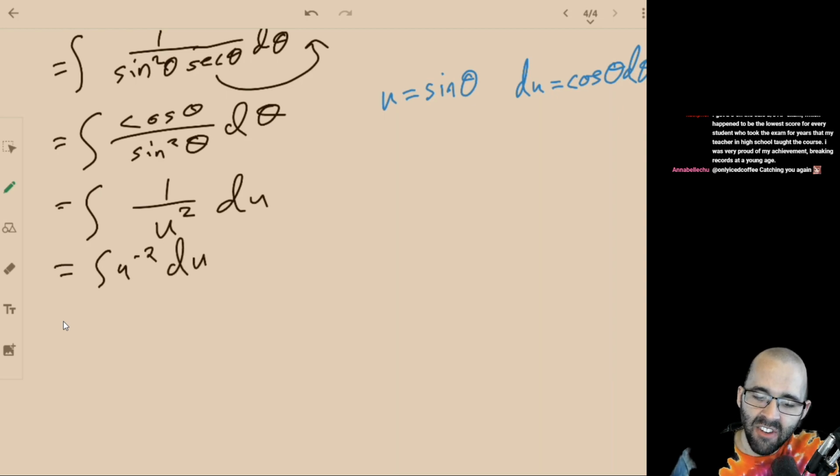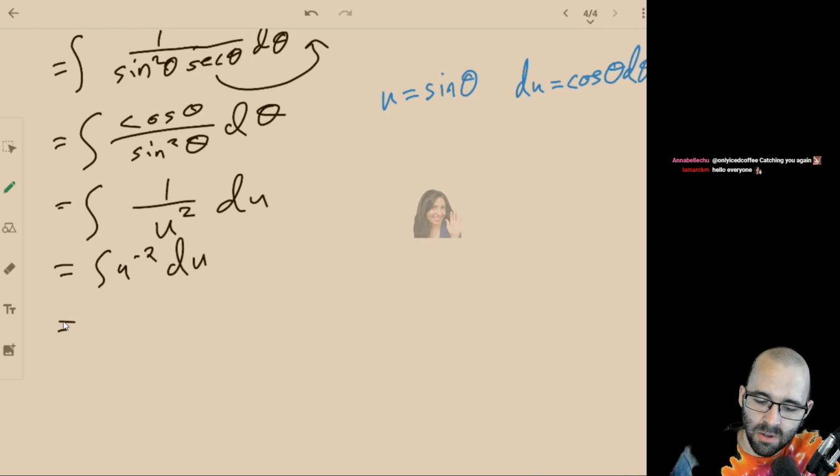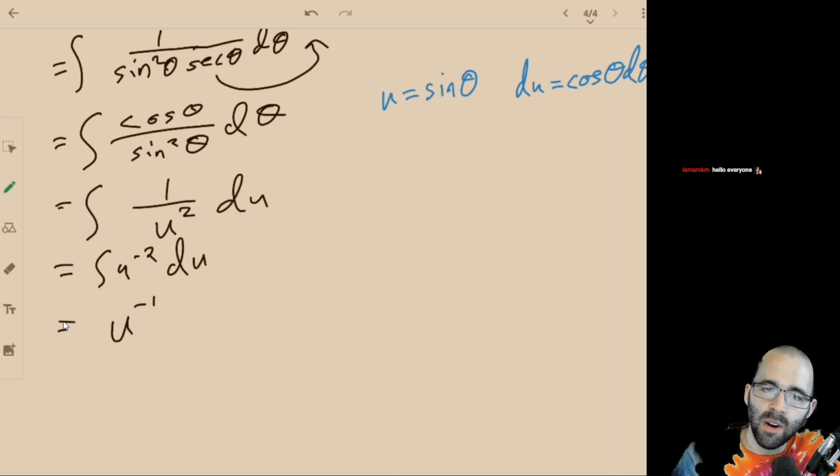Remember that negative exponents mean reciprocal. So u to the negative second is the same as 1 divided by u squared, because now we can just use the power rule. The power rule says that to find the antiderivative of x to the n or something like that, you just add a power. So negative 2 plus 1 is negative 1. We added 1 to our exponent, and then we have to divide by that power, which is negative 1. That's the power rule. And then again, plus c.